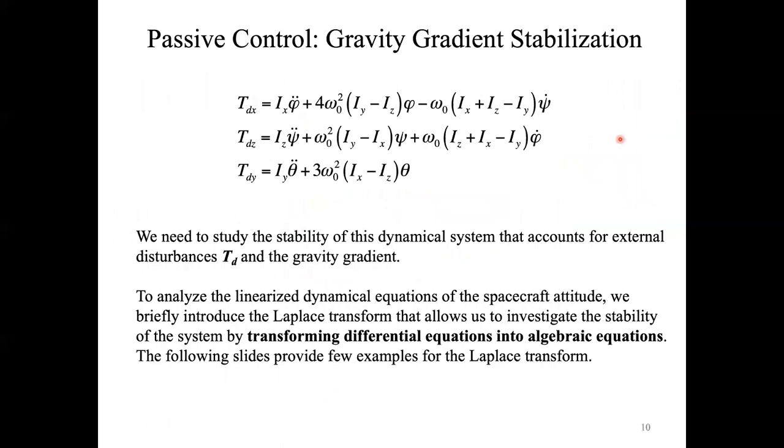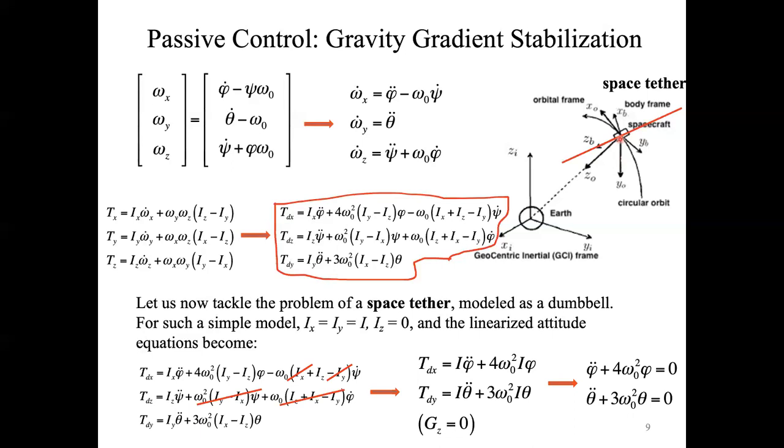Prego, prego. Scusi, ma io non ho ben capito perché T di z lo trascuriamo. No, okay. So the question is why we are neglecting T_d of z. So the main result that we have to see here is what the gravity gradient is giving to us.